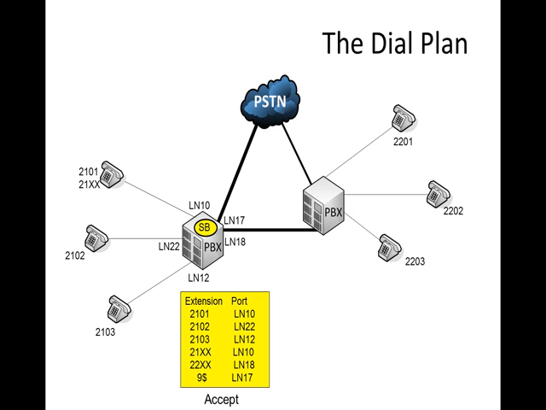The last one, $9. Interpret that for me in words. What does $9 match? Nine followed by anything. Could be 90, could be 9, 1, 2, 3, 4, 5, 6, 7, on and on and on. Okay. What we're doing is creating a shortcut for anything that's not on our network. It's for off-net numbers, and we're going to send them to the PSTN.